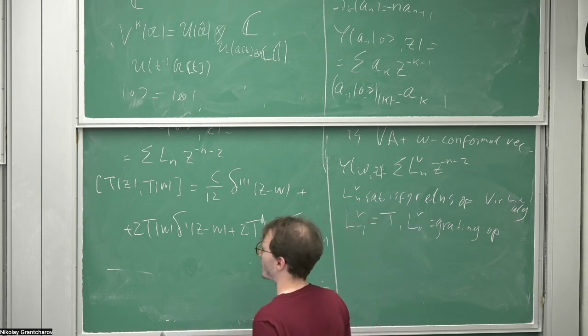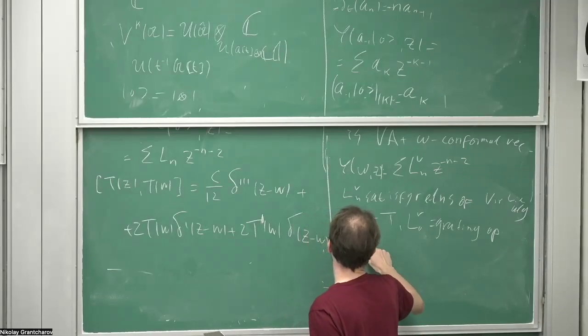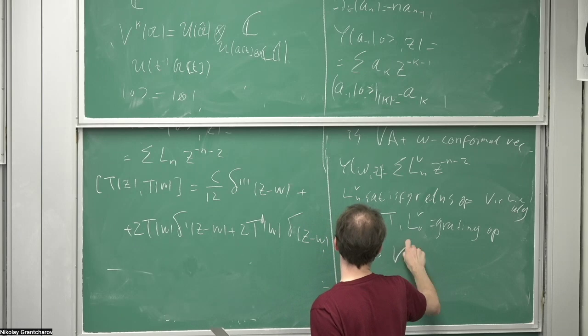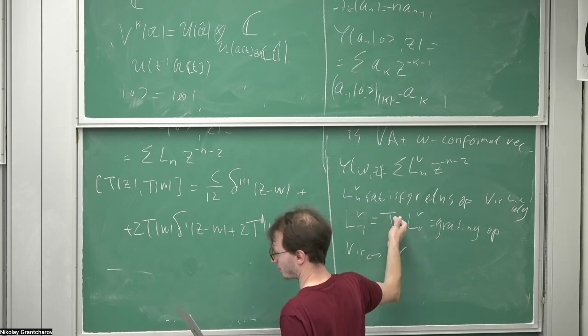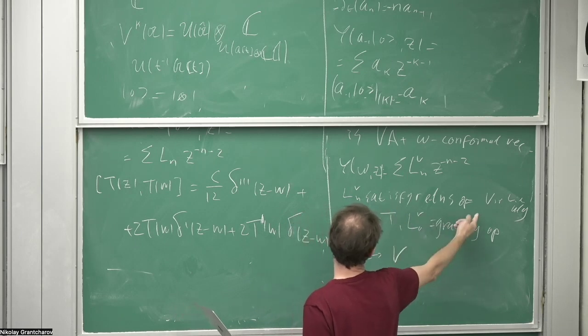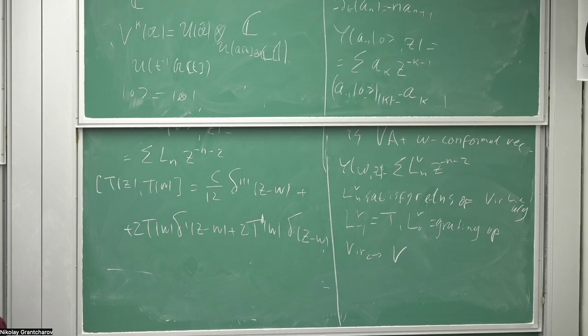Yes, if you define what a vertex algebra homomorphism is, it will give you a vertex algebra homomorphism from V_{Vir,C} to V, where C is the central charge that you compute from the relations. Questions?